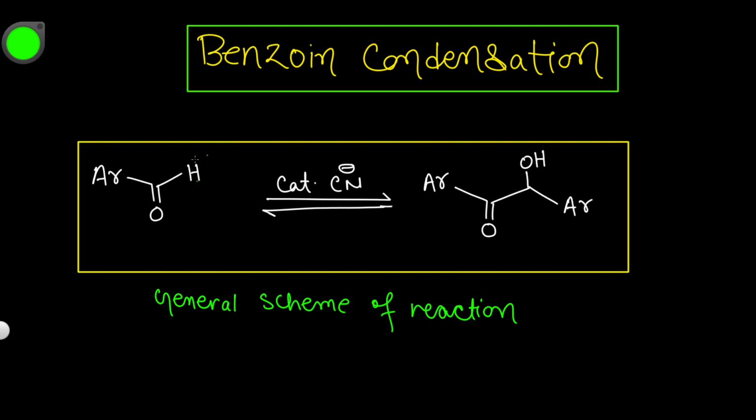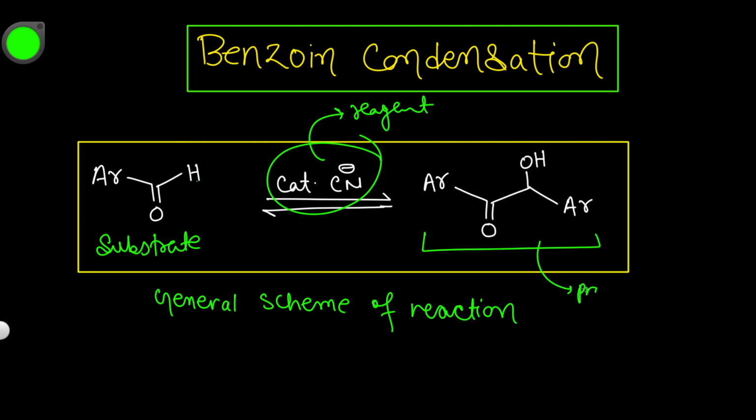Now you are seeing the reaction on this screen. This is the general scheme of this reaction. This is the substrate, and this is the catalytic cyanide ion. This is the reagent, and here cyanide is acting as a catalyst. We will talk about all these things in detail in the mechanism. And you get a product, this. So now we are going to see what is happening in this reaction.